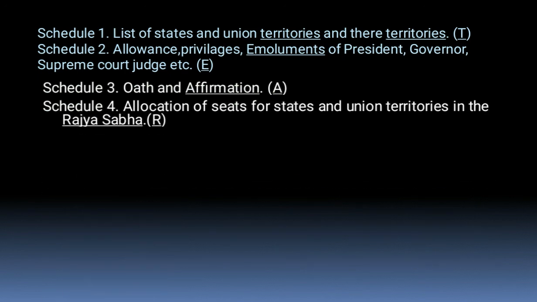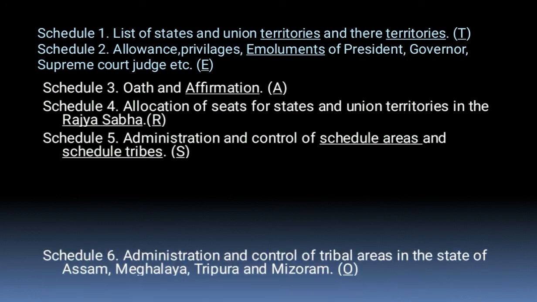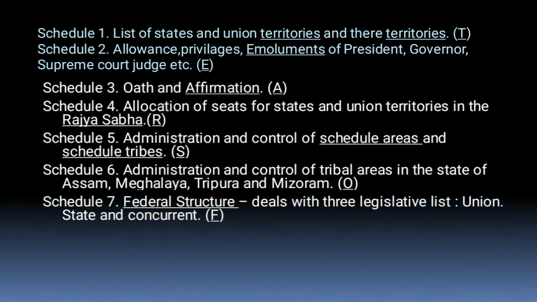Schedule 3. Schedule 4, allocation of seats of states and union territories in the Rajya Sabha, that is R. Schedule 5, that is S, TEARS, administration and control of scheduled areas and scheduled tribes, that is S. And Schedule 6, administration and control of tribal areas in the states of Assam, Meghalaya, Tripura and Mizoram, that is O for others, TEARSO.